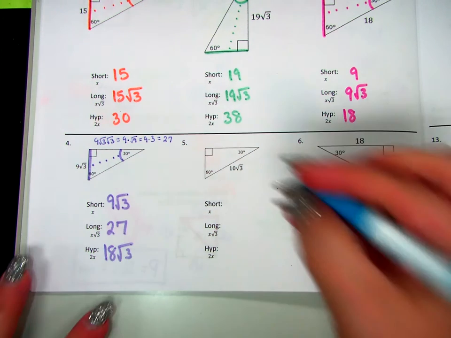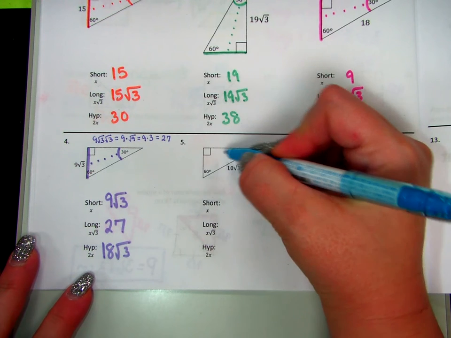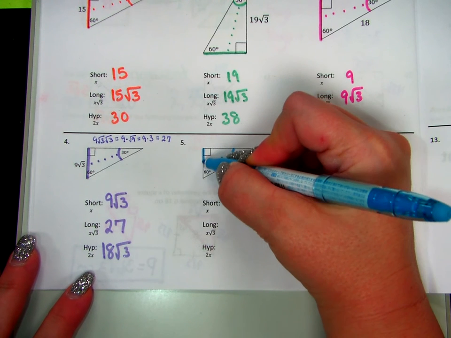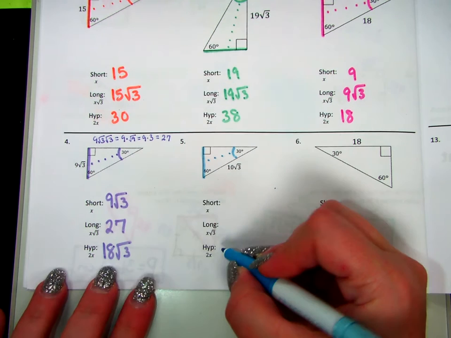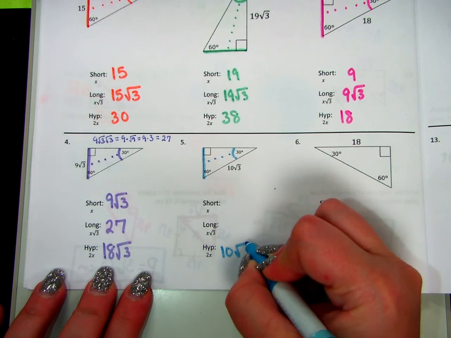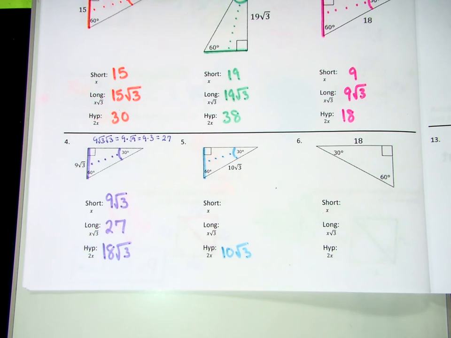Okay? On the next one, number 5, again, we want to find our short leg first. I almost always will do what I'm doing here where I draw the little dotted line leaving the 30-degree angle, because sometimes my long leg doesn't look like my long leg when I look at a picture. Alright, so did they give me my short leg? No, what did they give me? The hypotenuse. They said my hypotenuse was 10 square roots of 3.